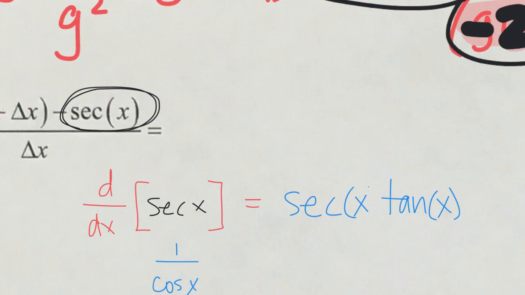Right? Whatever you have in your argument. And if this were something more than just x, our last thing would be to multiply by the derivative of your parentheses, right? That's the chain rule. If you have something in parentheses other than just a single variable, then make sure at the end you multiply by the derivative of that parenthetical equation. Okay? But here we don't have it, so our answer is just secant x tan x.